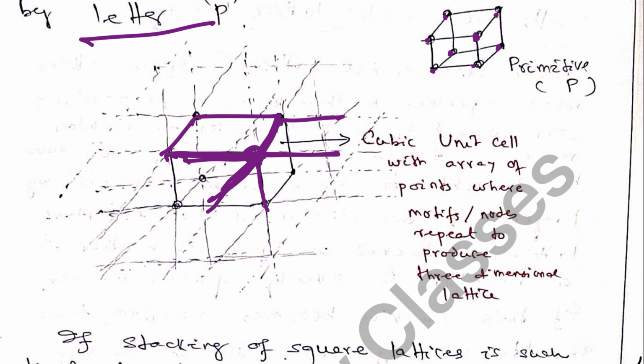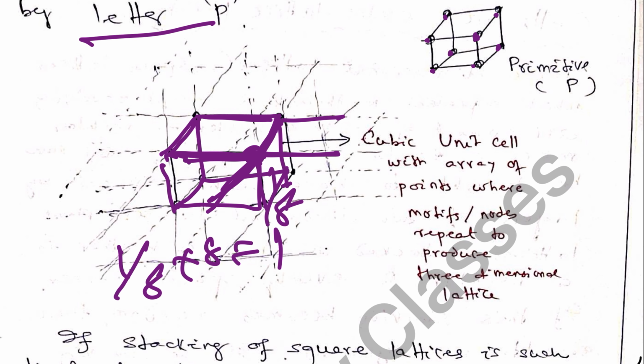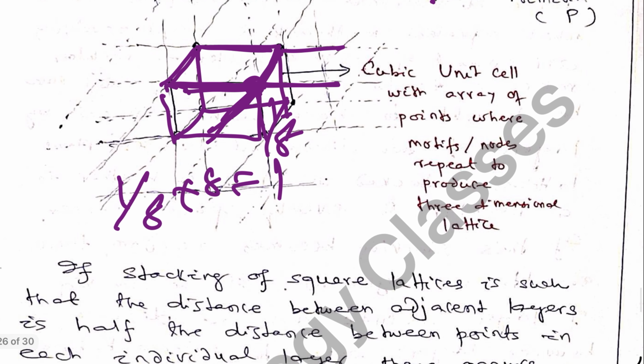Above it there are also 4. So this will be joined by 8 unit cells. That's why its contribution is 1 by 8. And if you take into account all the 8 corners of this unit cell, the contribution will be 1 by 8 into 8, that will be 1 lattice point.